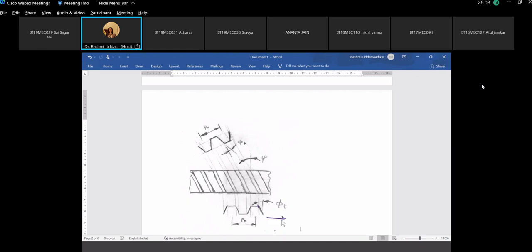So this plane is transverse plane, and a plane perpendicular to this helix angle, this is known as normal plane. And this angle, which the surface of the tooth is making with this perpendicular, this is, what do you want me to use, alpha or psi as helix angle?